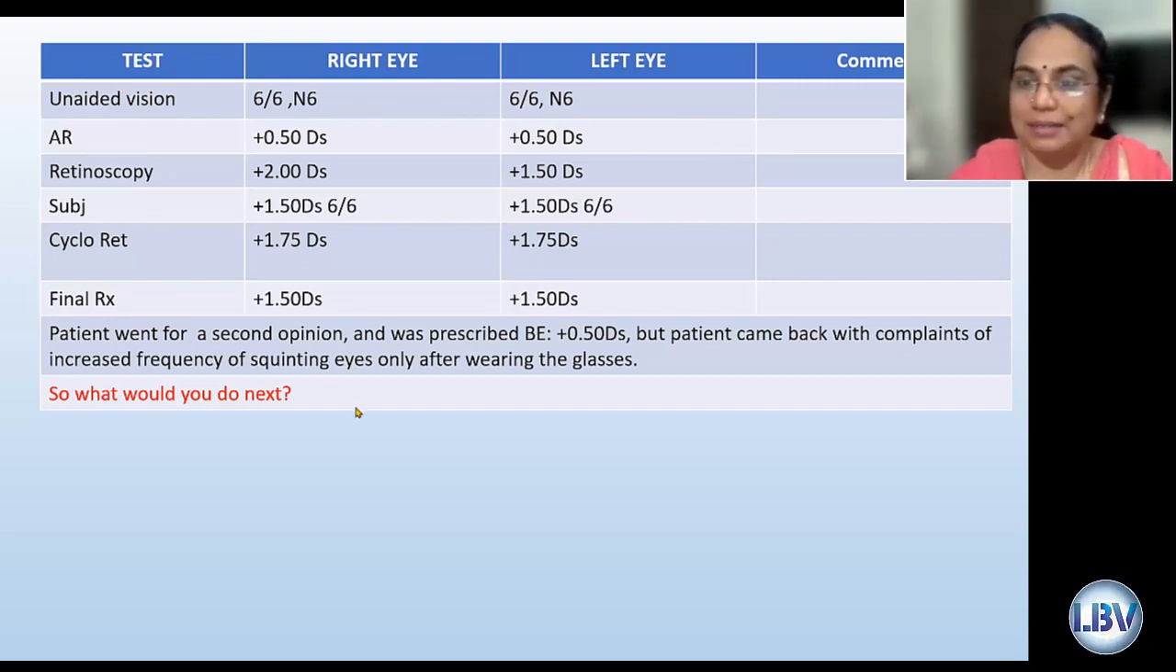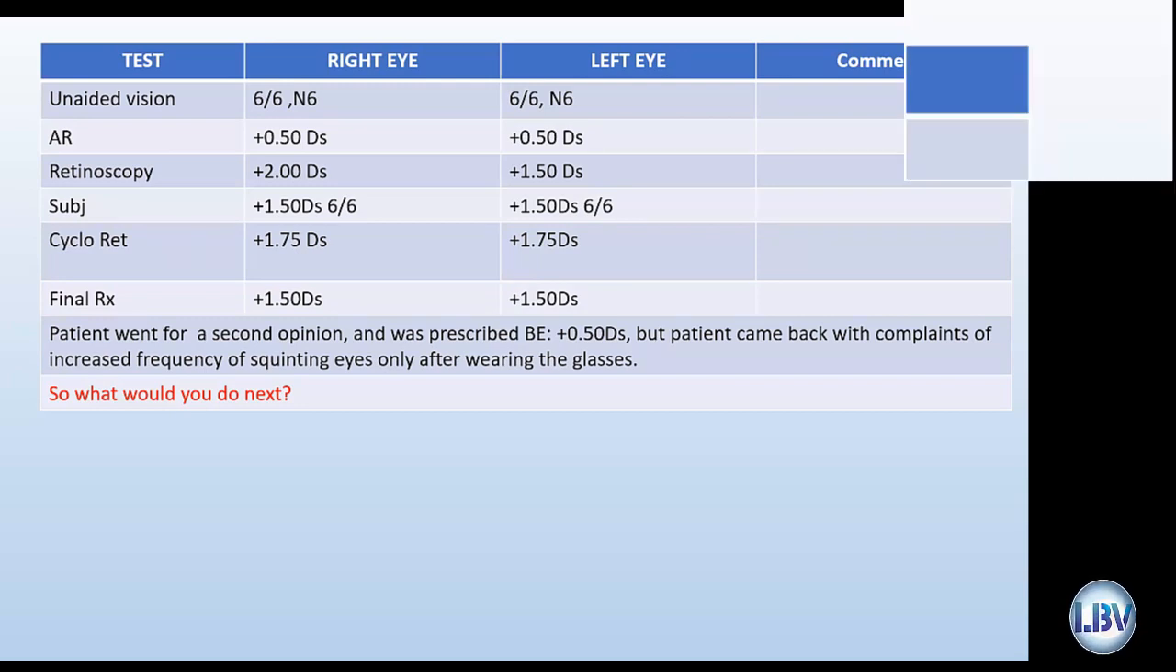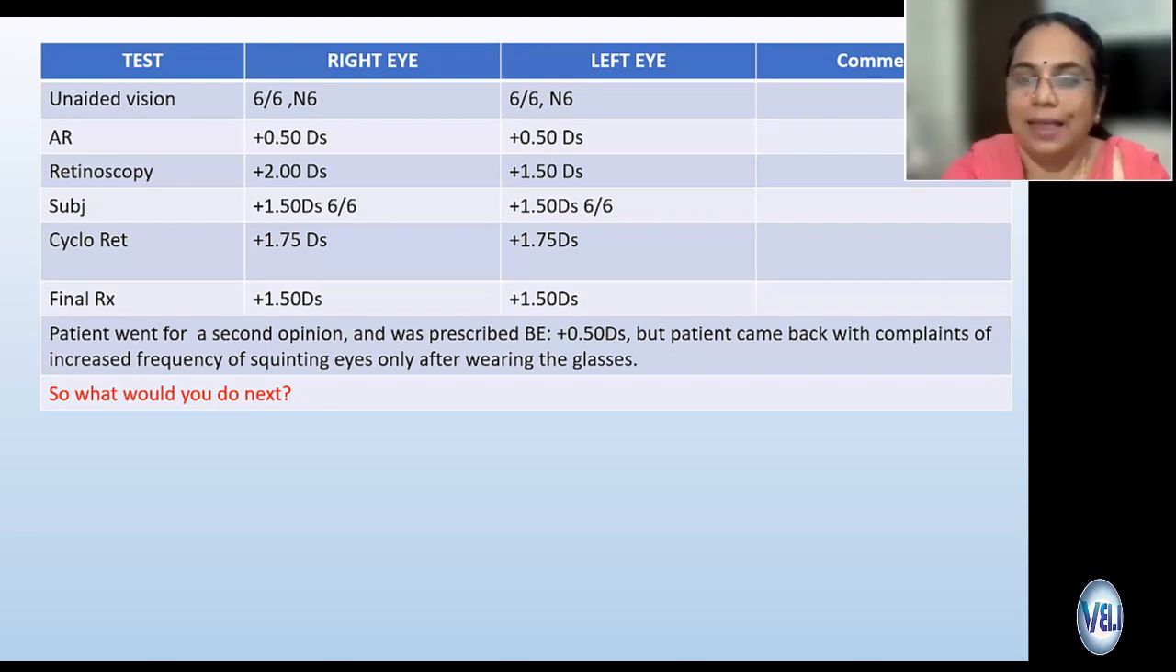What would you do next? So I prescribed plus 1.5, okay? The patient went out, got a second opinion, got glasses made elsewhere, and then came back to me complaining that ever since I suggested glasses, the squinting has increased. What is your first reaction? Eye turning in. There was a question here whether it is squinting eso or exo. It's an eso. As I mentioned, esophoric becoming more frequent squinting inside.